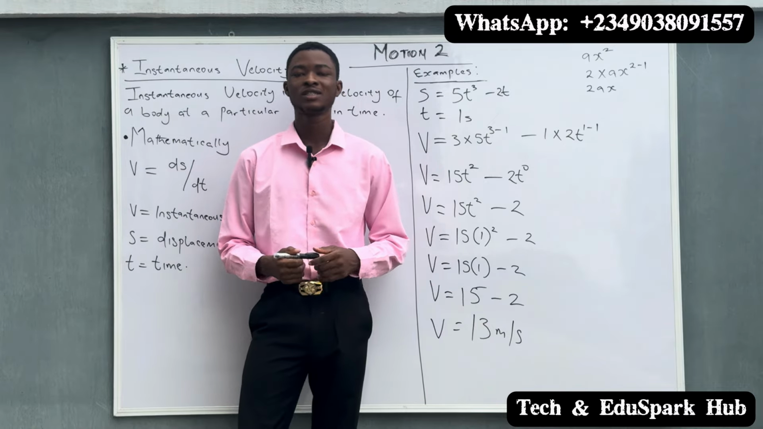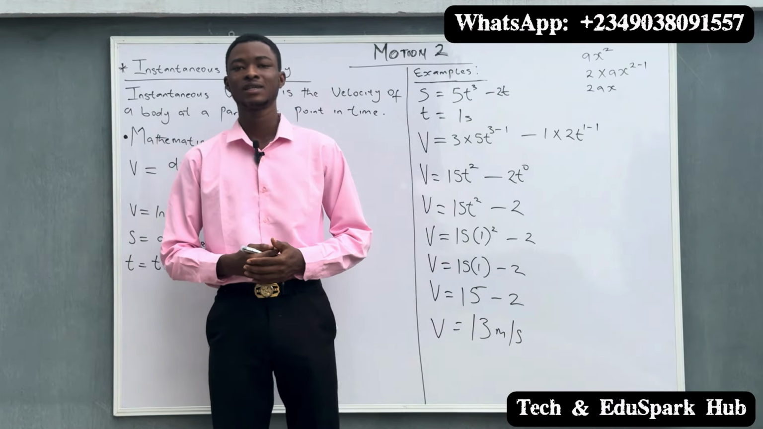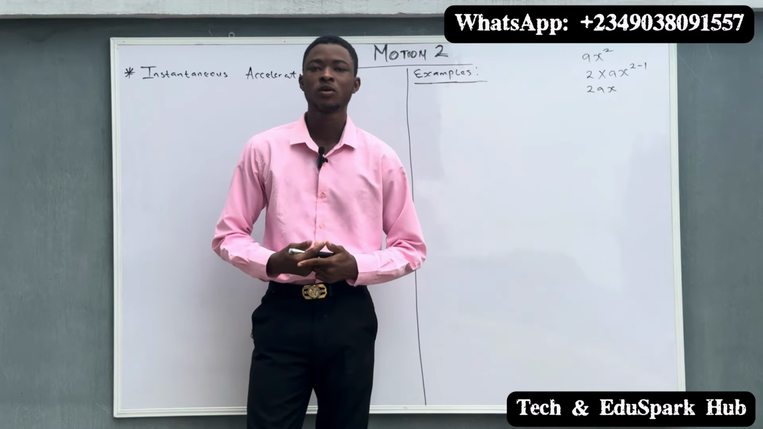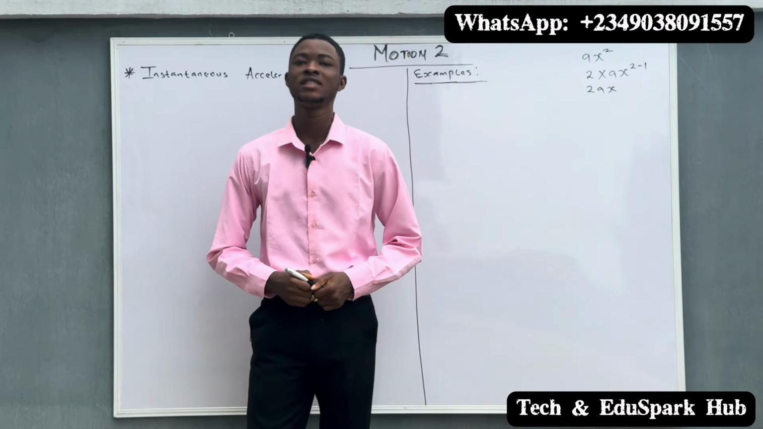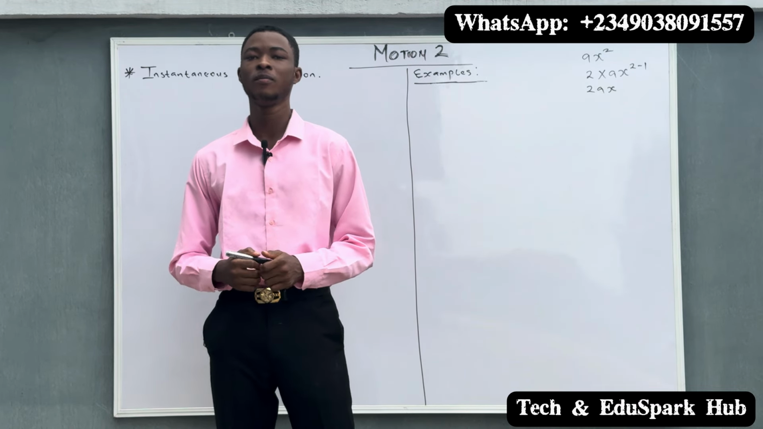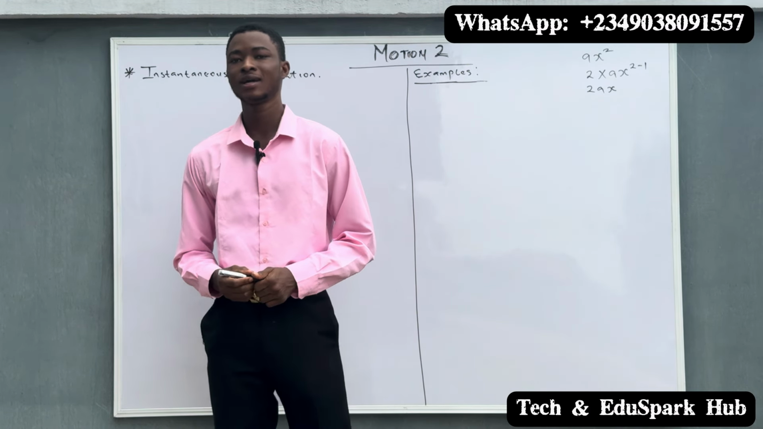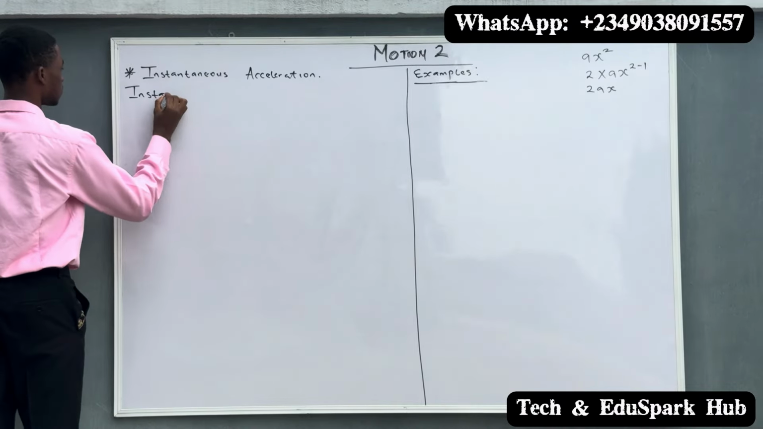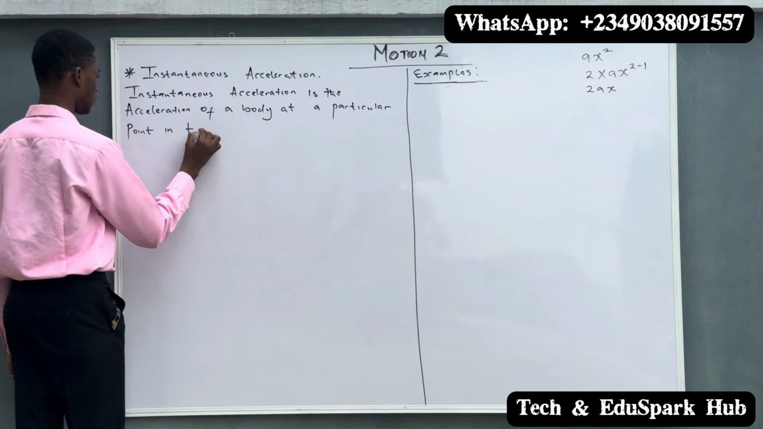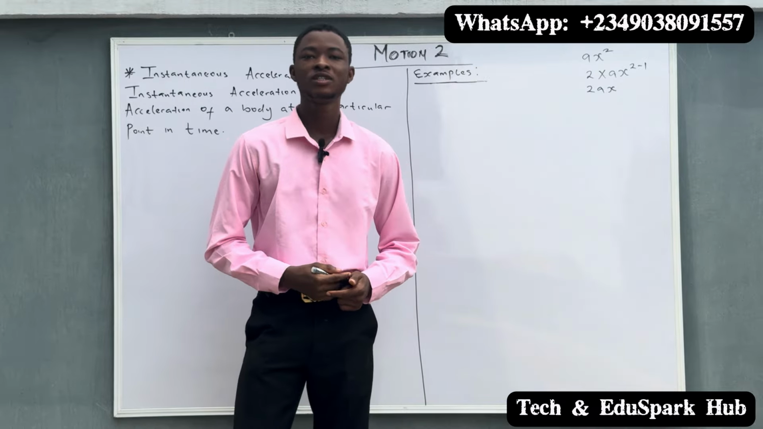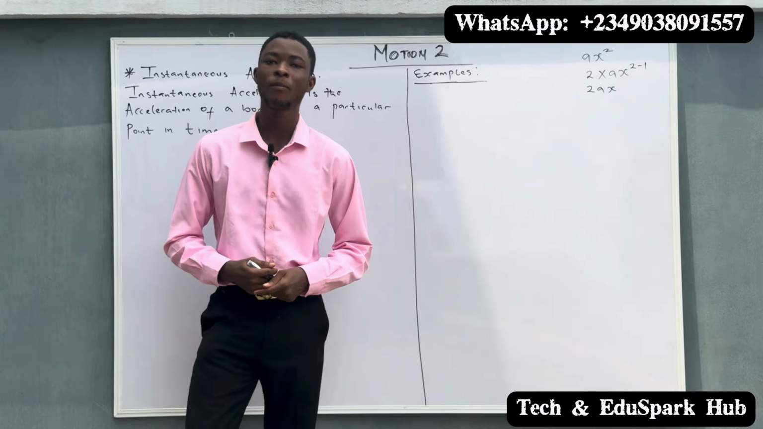And this will be all on the instantaneous velocity. So let's move to the second subtopic, which is the instantaneous acceleration. By definition, the instantaneous acceleration is the acceleration of a body at a particular point in time. So let me write the definition and you can put that down as well. This is a simple definition of the instantaneous acceleration. It is the acceleration of a body at a particular point in time.